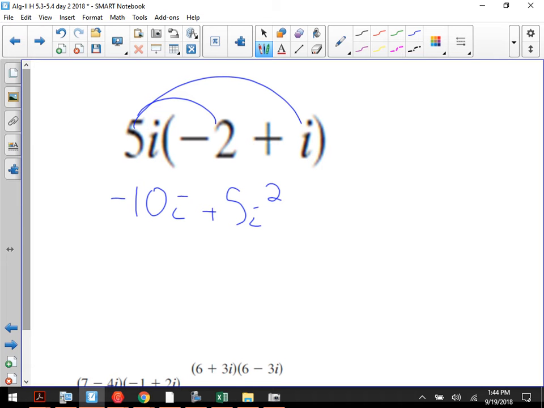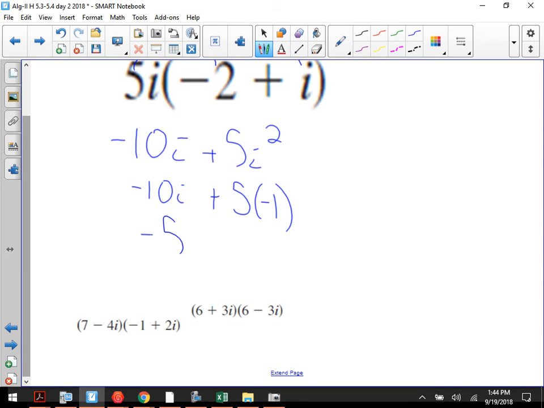What is i squared? Negative 1. Perfect. And what happens here, guys, i squared is always negative 1. So what's 5 times negative 1? Negative 5. So that means my answer would be written as negative 5 minus 10i. Okay? Put my real numbers first before I put the imaginary stuff together.